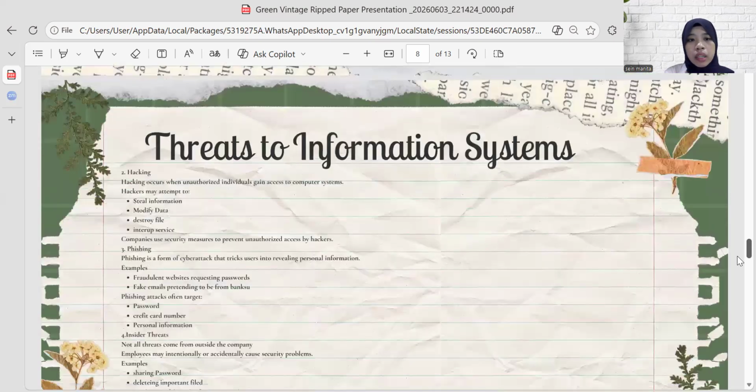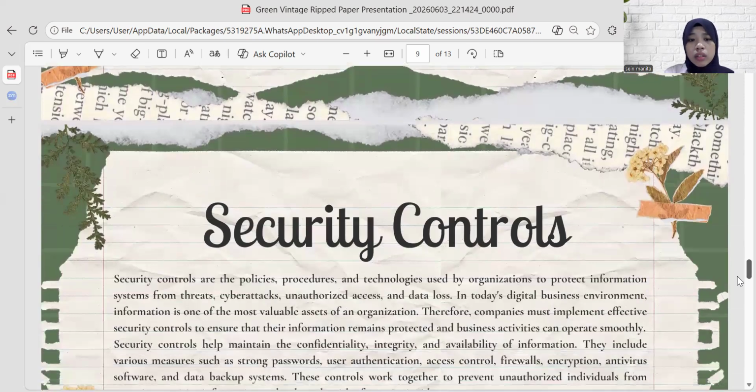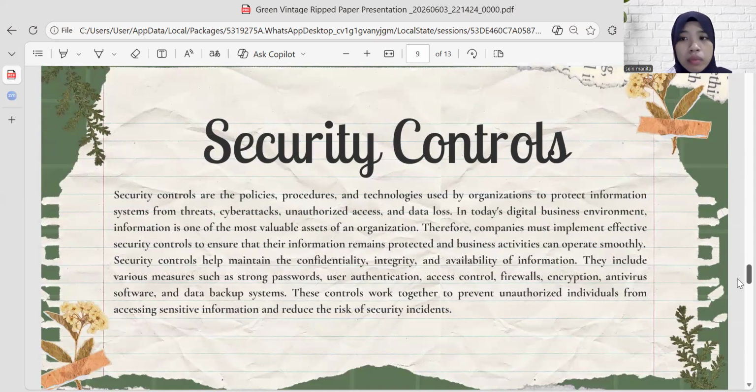Next part we're going to talk about security control. Security controls are typically the policies, procedures, and technology used by an organization to protect information from threats, cyber attacks, unauthorized access, and data loss. In today's digital business environment, information is one of the most valuable assets of the organization, as I already mentioned in the introduction. Therefore, a company must implement effective security controls to ensure that its information is protected and business activity can operate smoothly.